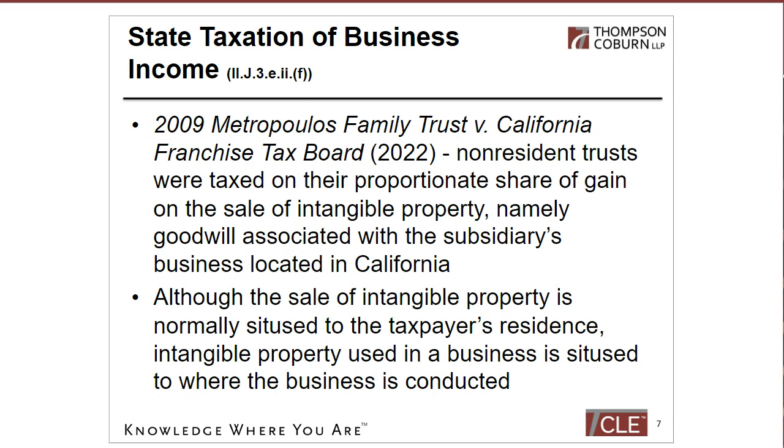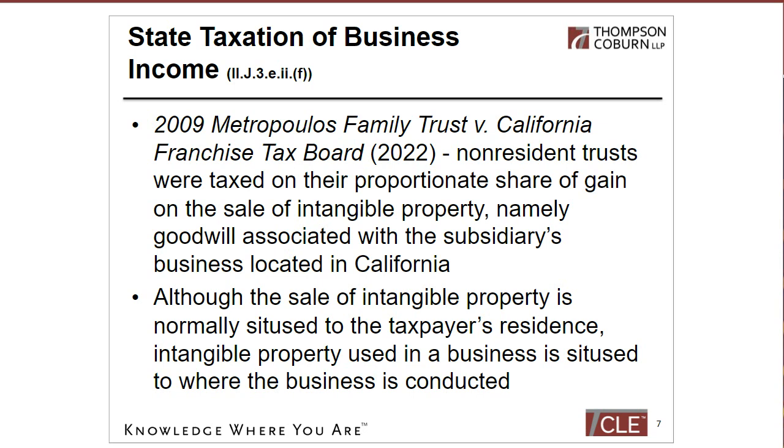Now, the big to-do that the taxpayer was trying to make here was this included the proportionate share of gain on the sale of intangible property, which was the goodwill that was associated with the subsidiary's business. So now normally, if you're a non-resident trust, you're not really deemed to have intangible property situs in another state. So, for example, if we had a Missouri trust and the trust owned a car and the beneficiary in California was using the car, that's a tangible property, so that's not intangible.